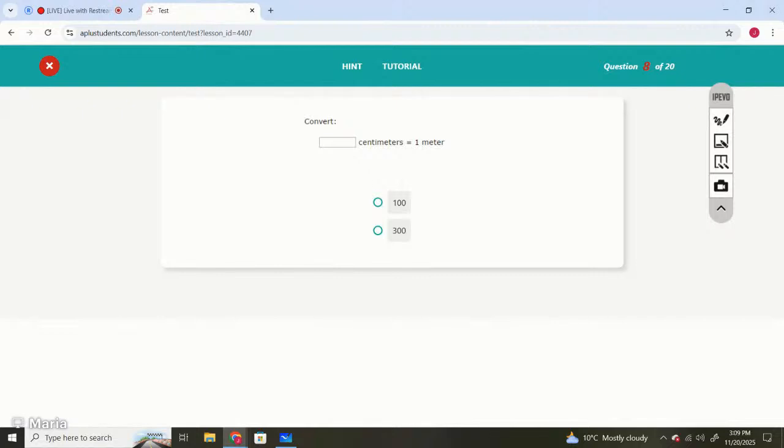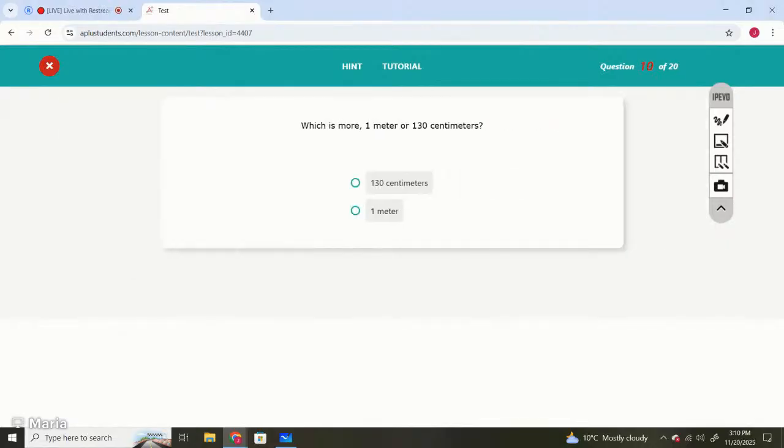1 meter equals 100 centimeters. The correct option is 100 centimeters. 1000 meters equal how many kilometers? 1 kilometer equals 1000 meters.